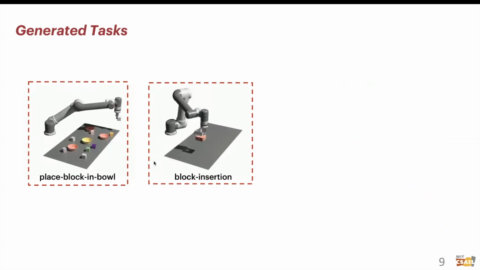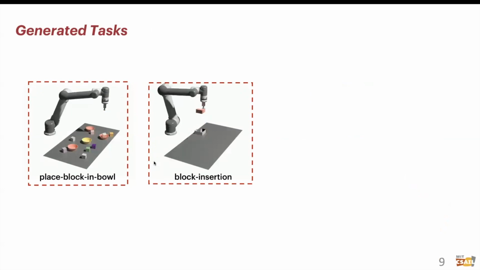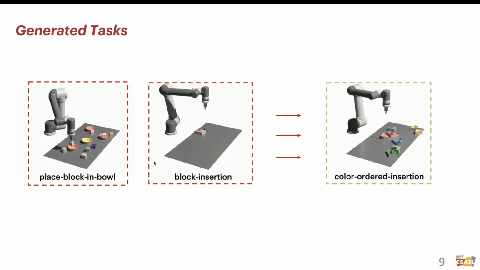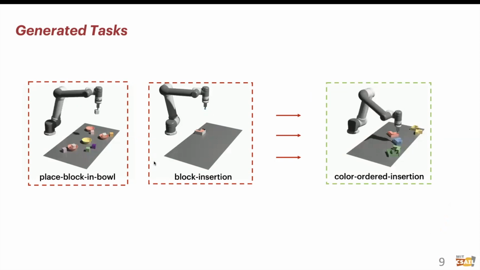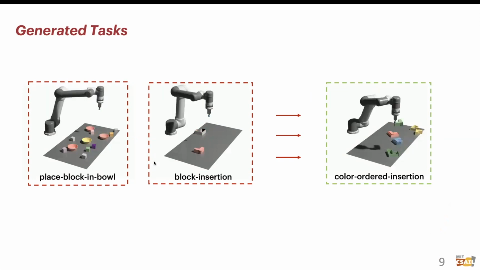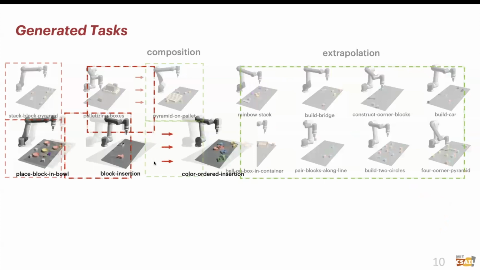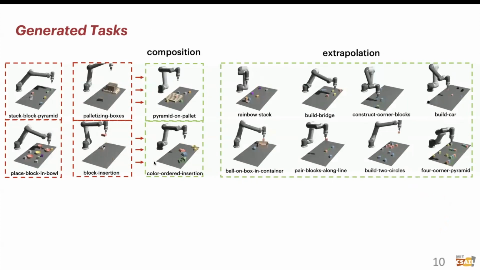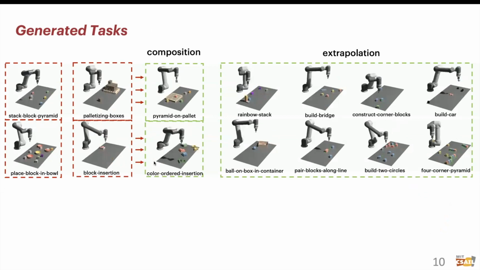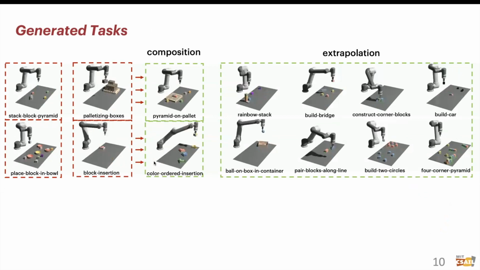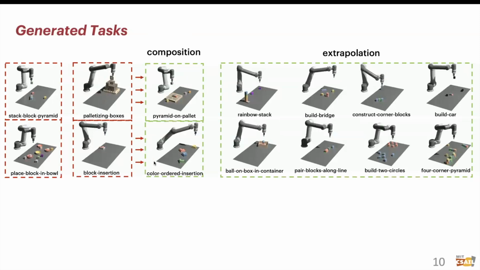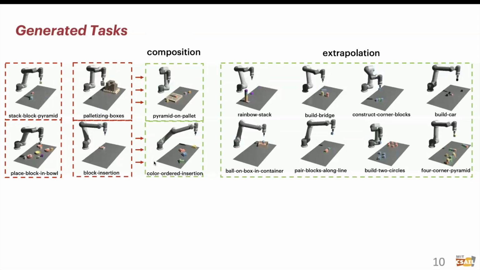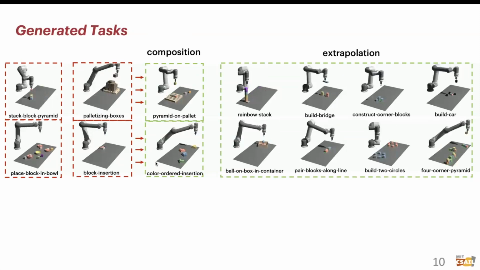The initial task library has tasks such as place blocks in bowl with different colors and block insertion. Interestingly, GenSim can generate compositional tasks such as color order insertion that insert blocks into color fixtures. Bootstrapping from these tasks, GenSim can even extrapolate to tasks with hierarchical structures, such as ball on box in container, and tasks with multiple subtasks. This GenSim pipeline can expand the original benchmark size by an order of magnitude with minimal human supervision.